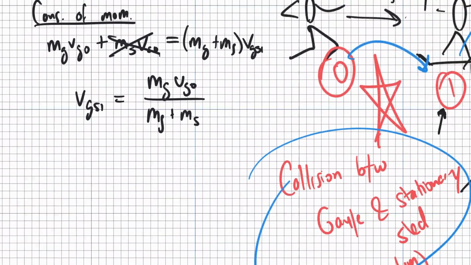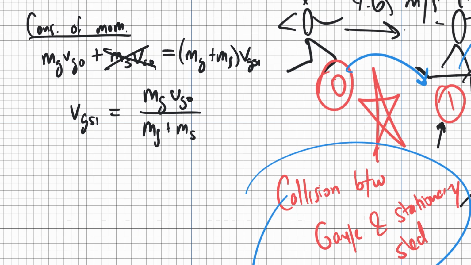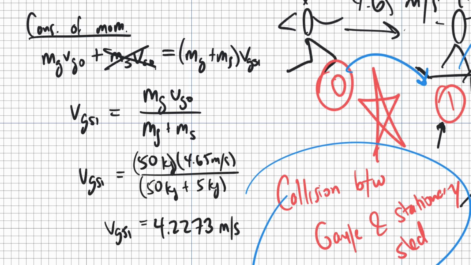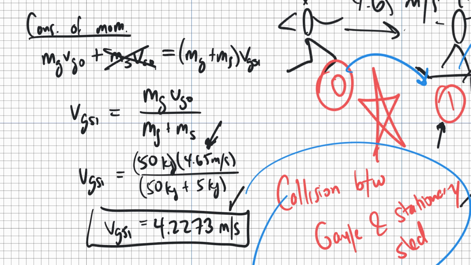I will pause as I do this. So let's keep that collision in play. Okay, so there we go. If I plug the numbers in, she's going to slow down ever so slightly. She was going 4.65 meters per second, and then she collided with something that wasn't moving. So it slowed her down, and she sped it up. All told, the sled went from 0 to 4.2273 meters per second, and she slowed down a little bit, from 4.65 down to 4.2273.